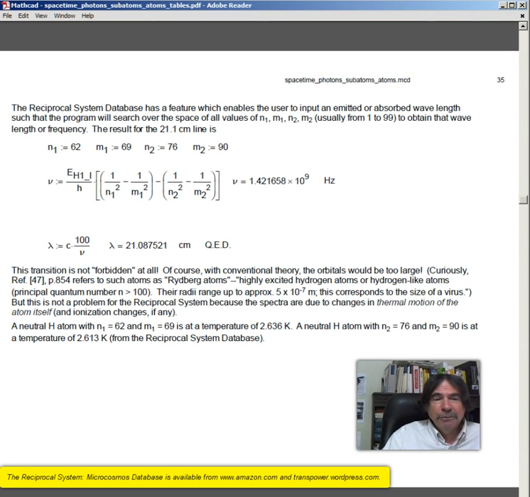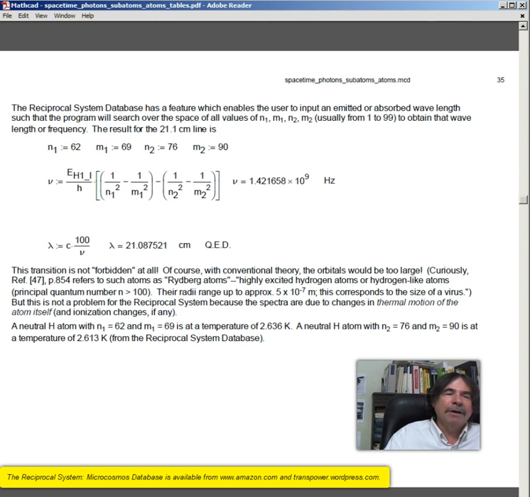Curiously, reference 47, page 854, refers to such atoms as, quote, Rydberg atoms, quote, highly excited hydrogen atoms or hydrogen-like atoms, principal quantum number n greater than 100. Their radii range up to approximately 5 times 10 to the minus 7th meters. This corresponds to the size of a virus. But this is not a problem for the reciprocal system because the spectra are due to changes in thermal motion of the atom itself, and of course ionization changes, if any.